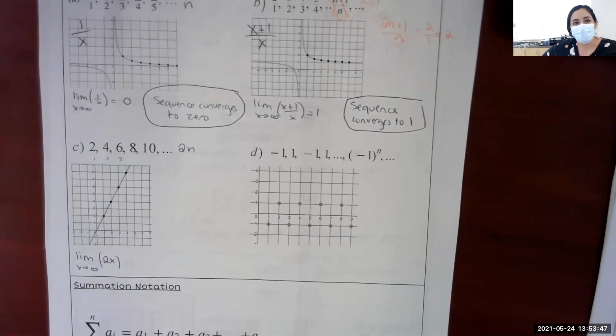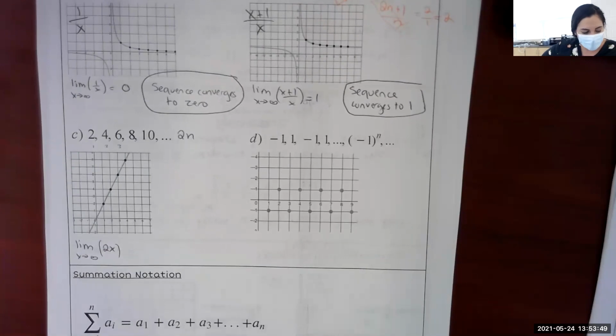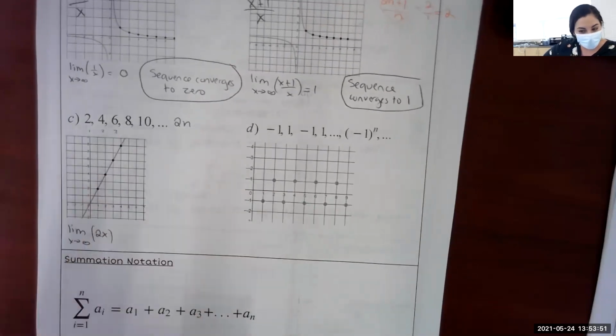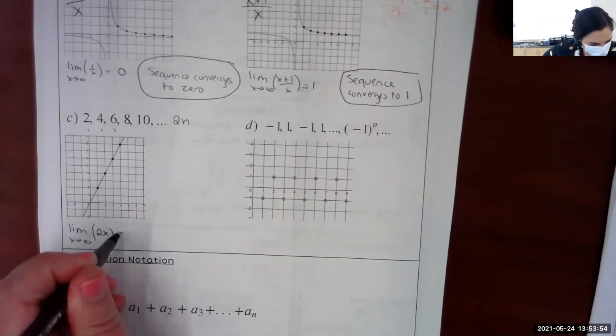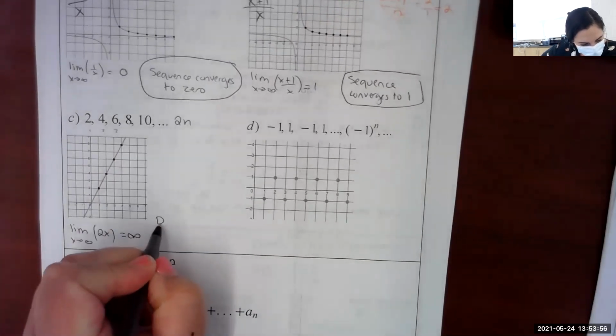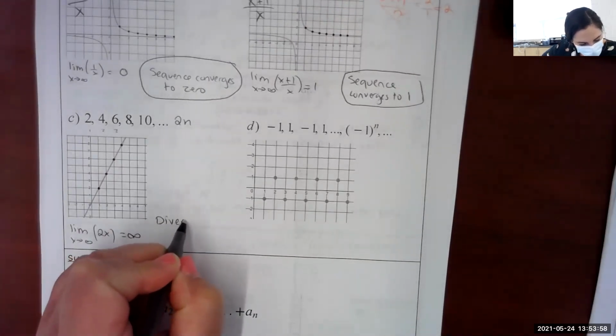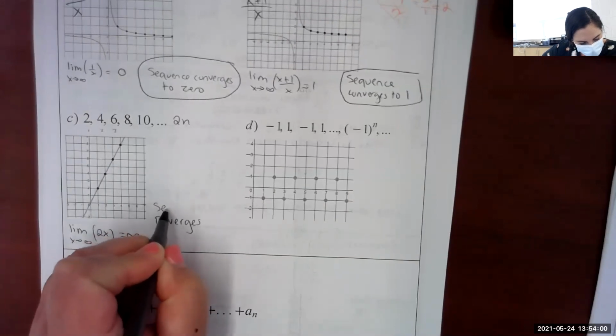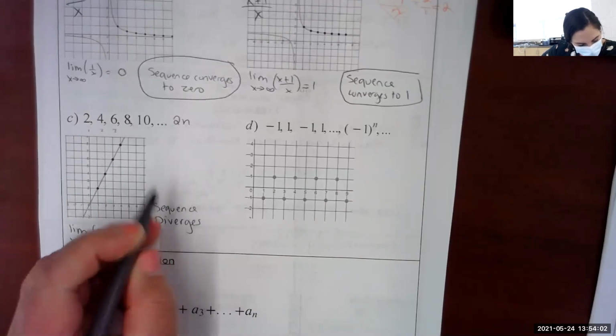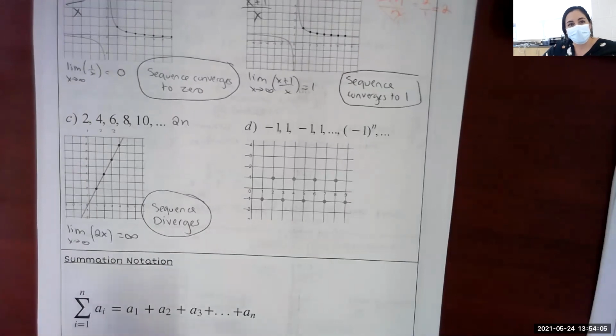Yeah, so people said 3 different things that are all right: no limit, does not exist, and infinite. So this is infinity. This sequence diverges. There's no limit. It just keeps going.